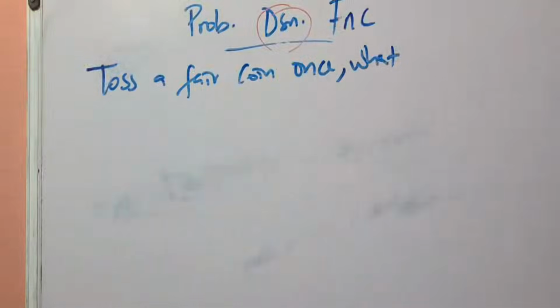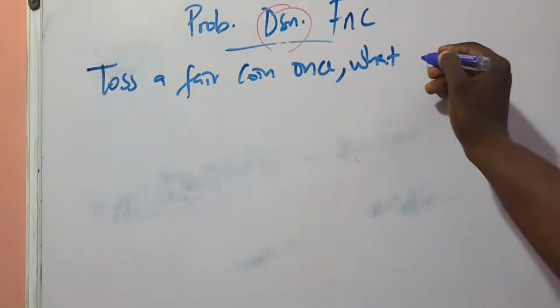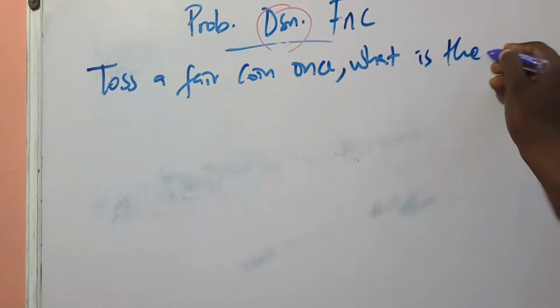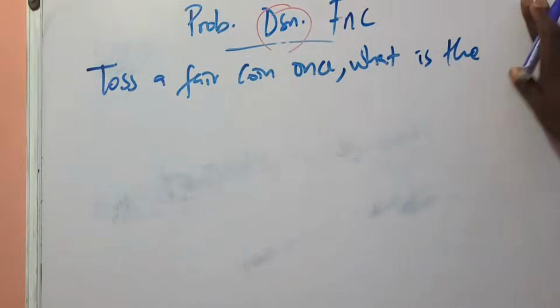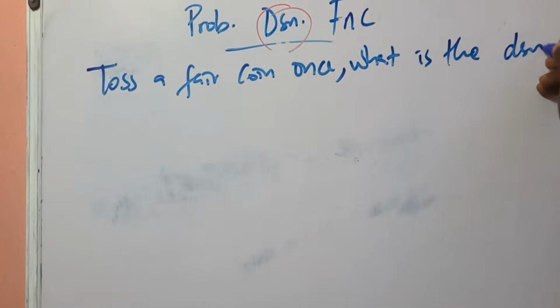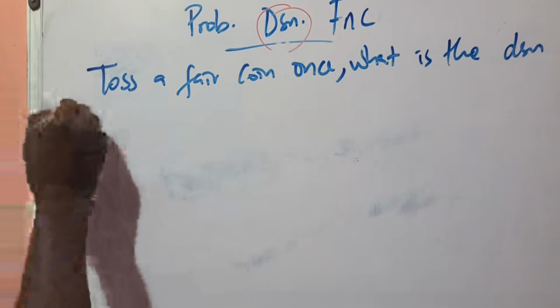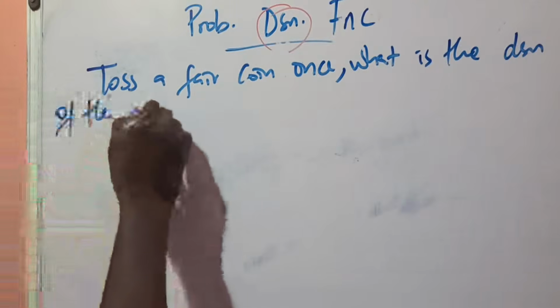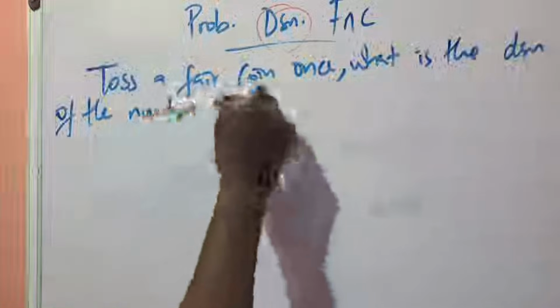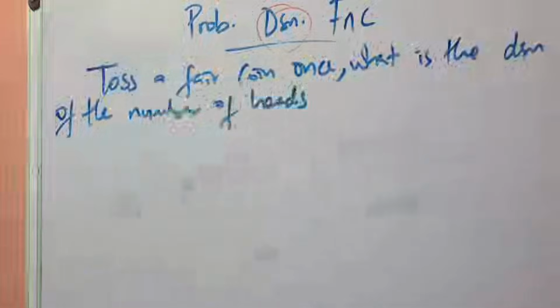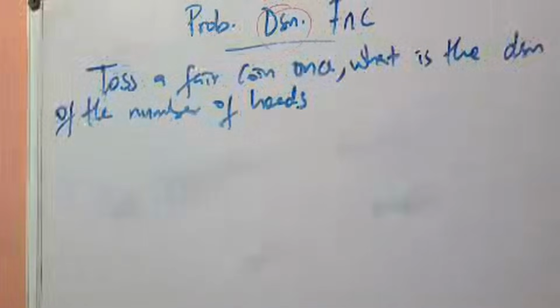What is the distribution? You know that when I write DSN, I mean distribution, right? What's the distribution of the number of heads? Toss a fair coin once. What is the distribution of the number of heads?